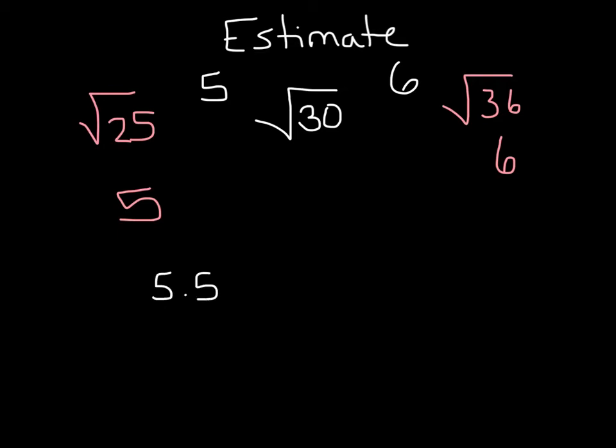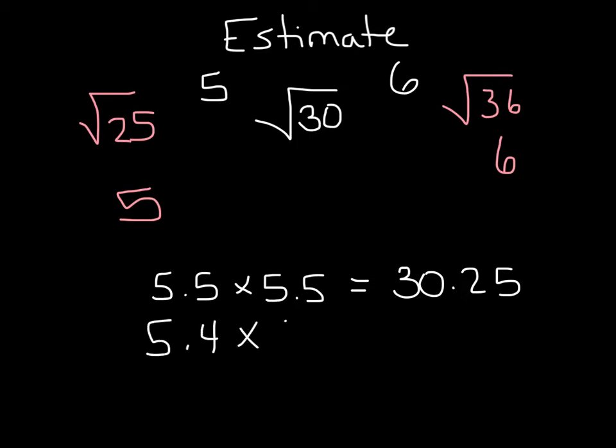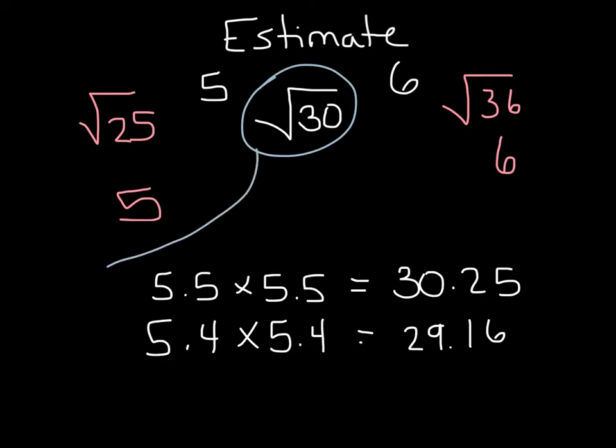Could 5.5 be pretty close to the root of 30? Well, the way to tell is, of course, to multiply it by itself and see if you get anything close to 30. Turns out that's 30.25, so that's pretty close. What about, let's go down a little bit. Let's see what 5.4 times 5.4 is. Well, that comes out to 29.16. So I know the square root of 30 is somewhere between 5.5 and 5.4.